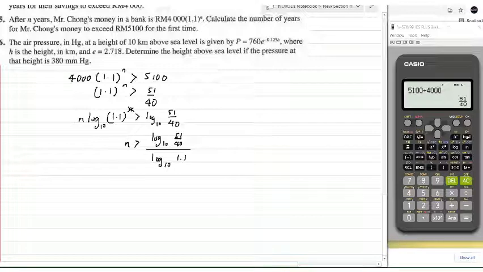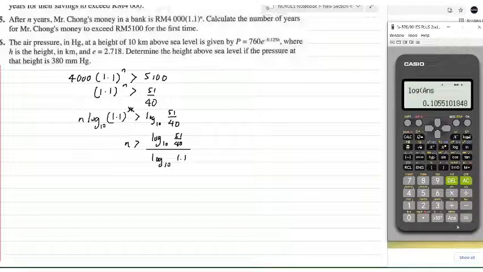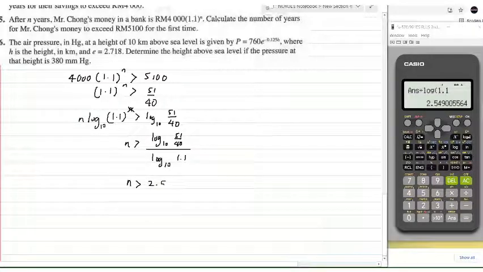Log 10 of 1.1, it is more than 1, so it is a positive number. For log base 10, if the number is less than 1, it will give us a negative answer and we must change our inequality sign. Now log 51 over 40, divide by log 1.1. So n is more than 2.549.